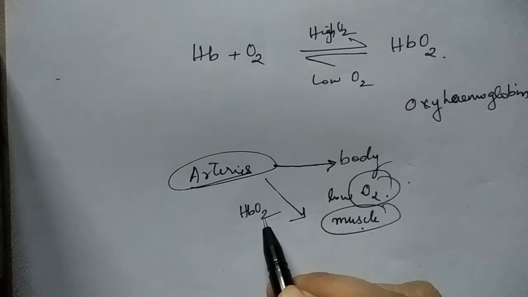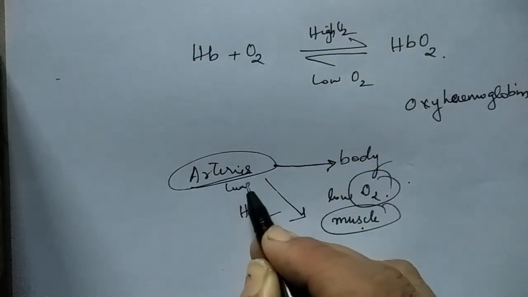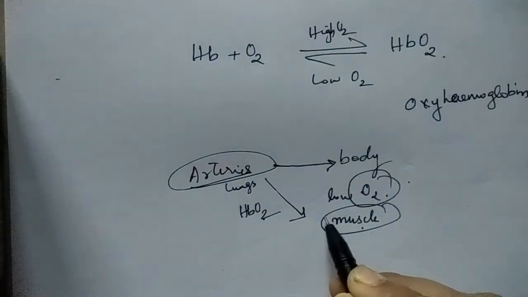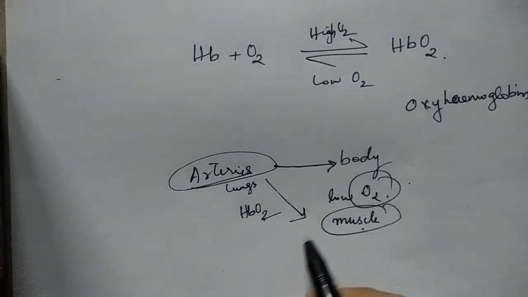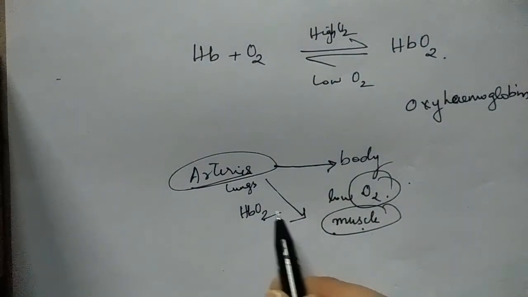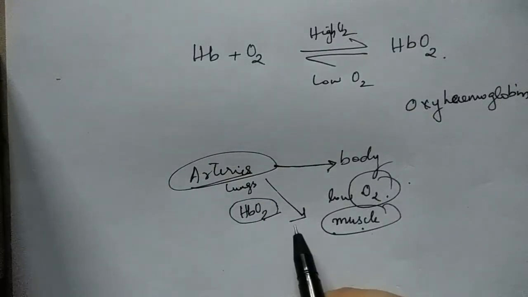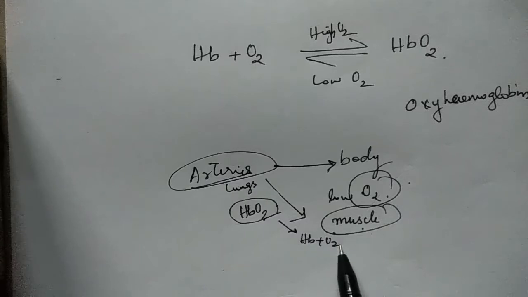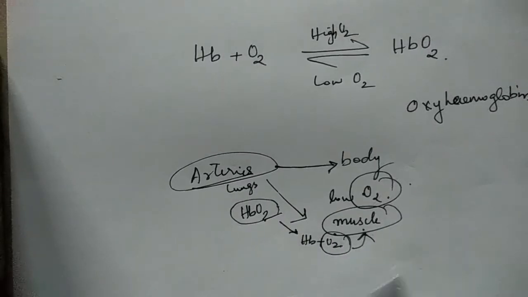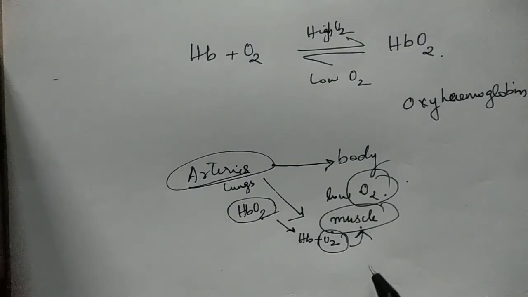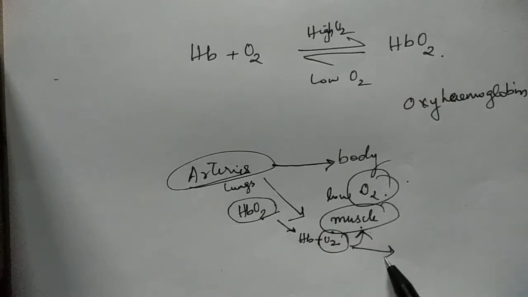Hemoglobin will be taking up oxygen from the lungs, and it will be transferred through the arteries, moving towards the muscles. Once it reaches the muscles, this oxyhemoglobin will be dissociating to give hemoglobin plus oxygen, and this oxygen will be released to the muscles.